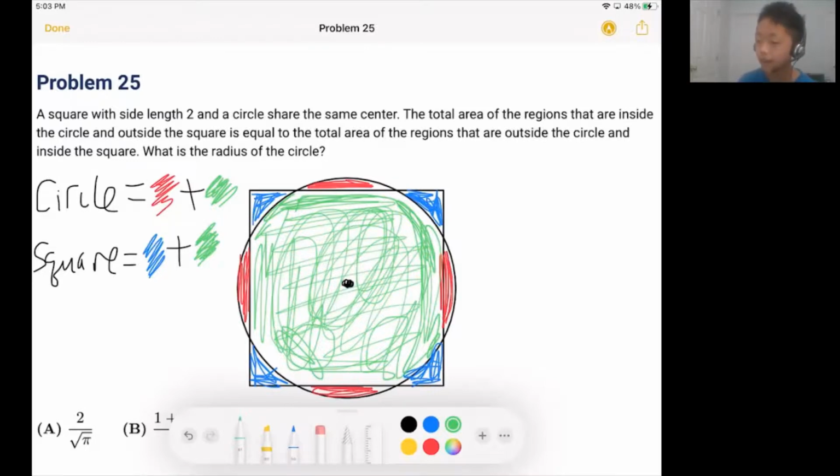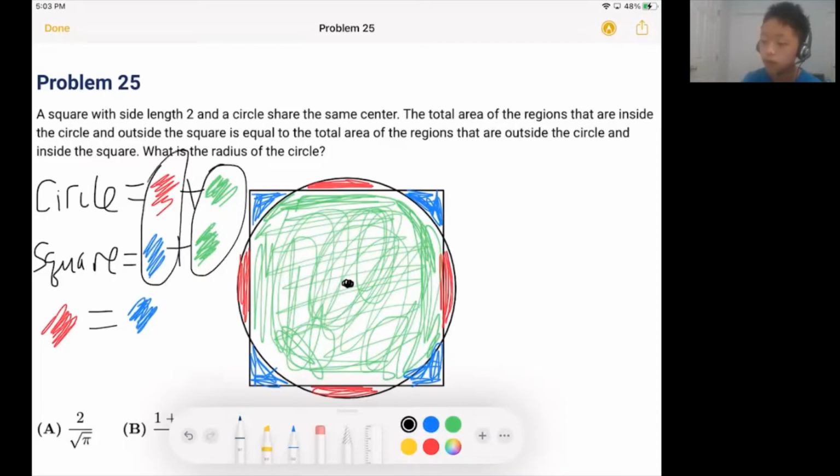And we're given that the total area of the regions that are inside the circle and outside the square, the red region, is equal to the total area of the regions that are outside the circle and inside the square, the blue region. The reason that's helpful is that they both share a green, and now that the red and blue are equal, the area of the circle and the area of the square must also be equal. And that's a lot easier to deal with because we know how to find the areas of circles and squares.